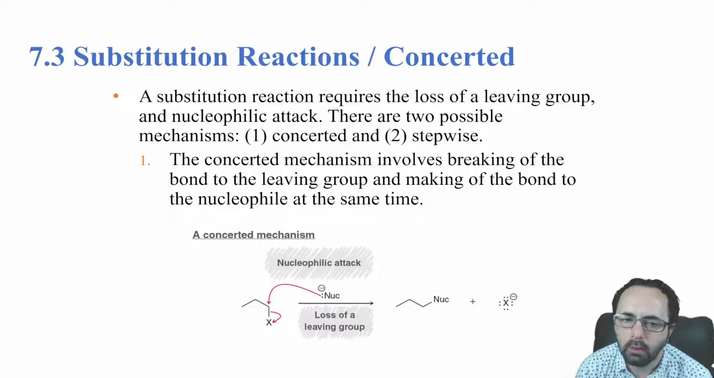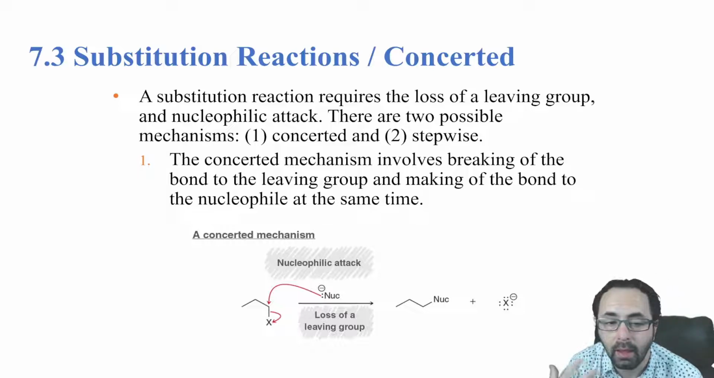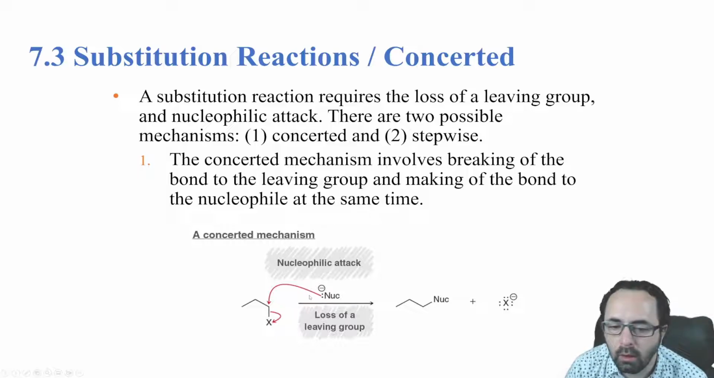So we're going to talk about substitution first. A substitution reaction involves the loss of the leaving group, or the halogen, and a nucleophilic attack. And these steps can occur either at the same time, which we call concerted, or stepwise, one step and then the other. So we talked about mechanism and arrows for nucleophilic attacks in chapter 6.